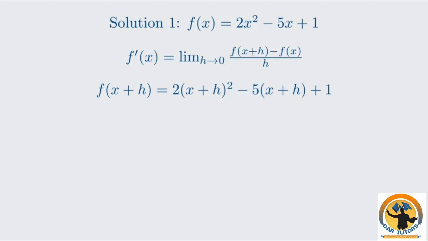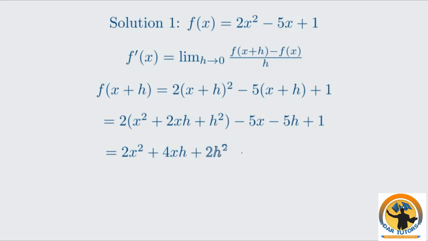Here is the solution for question 1. We start with the definition. f of x plus h is 2 times x plus h squared minus 5 times x plus h plus 1. Expanding this gives 2x squared plus 4xh plus 2h squared minus 5x minus 5h plus 1.